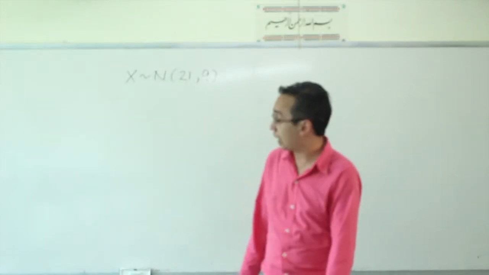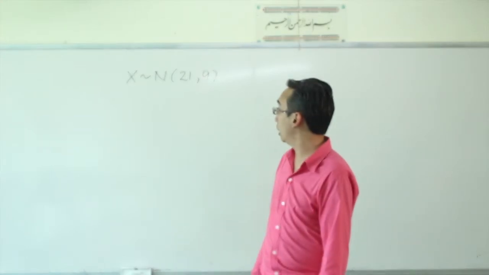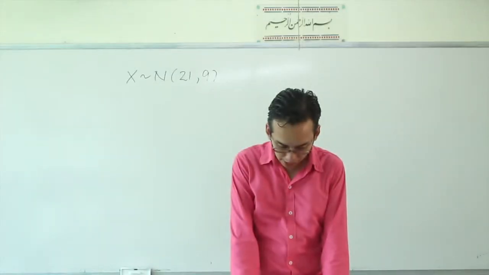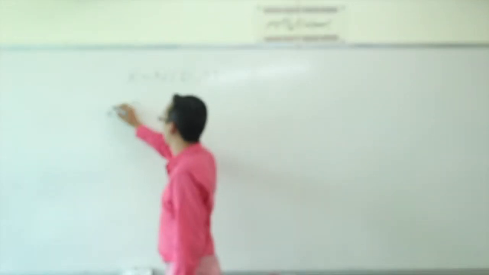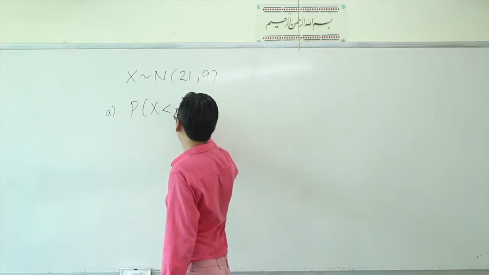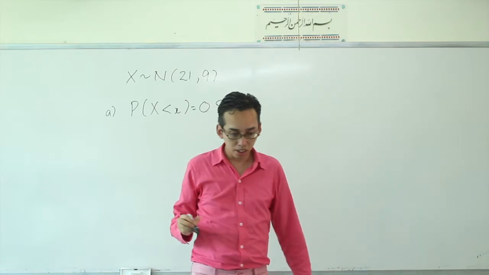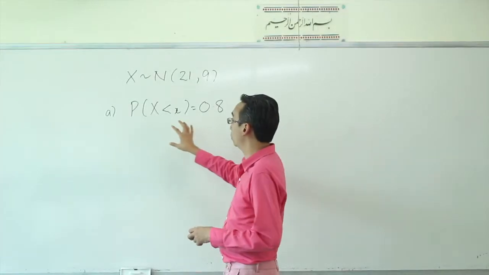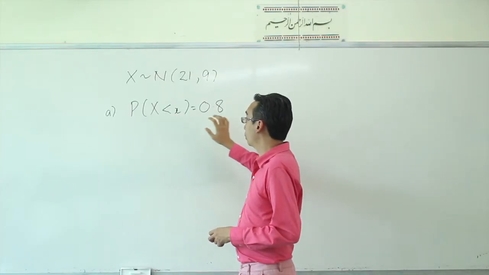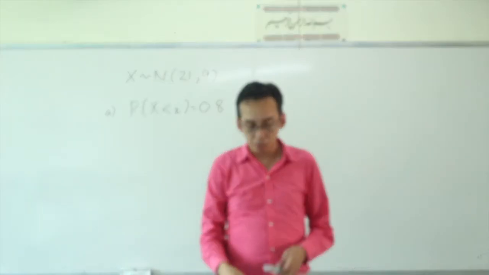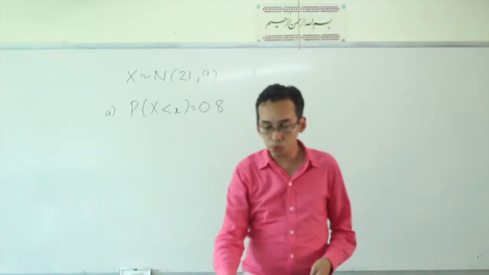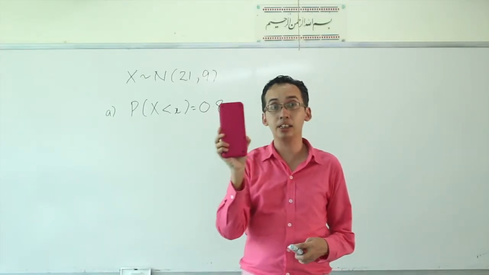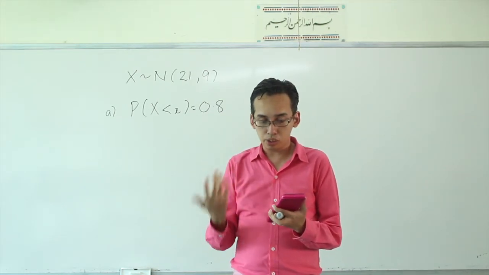They say that x follows a normal distribution with mean 21 and variance 9. Find x given that probability x is less than x is 0.8. So all this while, we are given the x here, and we are supposed to find the probability using our GDC. But for this part, we are given the probability, and we are supposed to find the x. So to do that, you will need to take out your GDC and turn on your calculator.